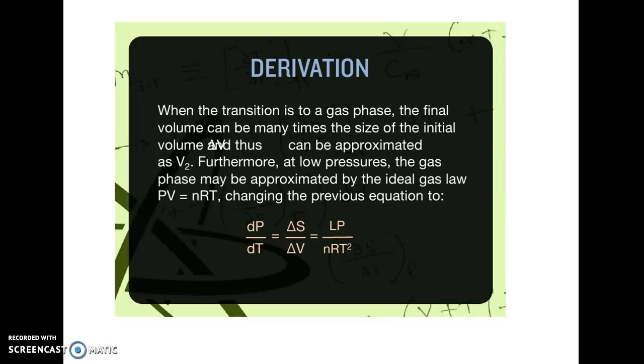At low temperature, the gas phase may be approximated by the ideal gas law, that is PV is equal to nRT. In this case, dP by dT is equal to delta S by delta V, which is equal to LP divided by nRT squared. Here PV is substituted by nRT, and T into T becomes T squared. So we can write LP divided by nRT squared.